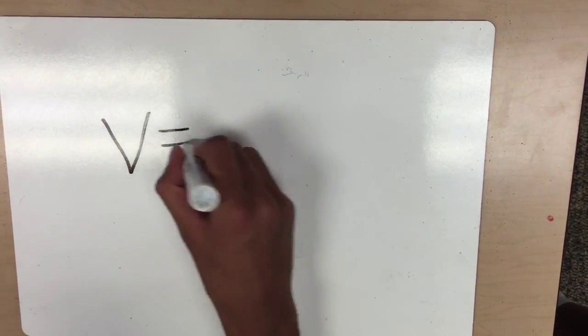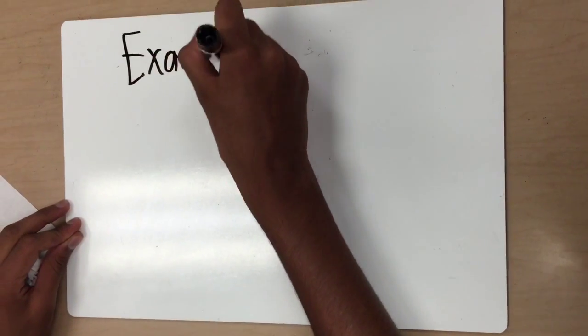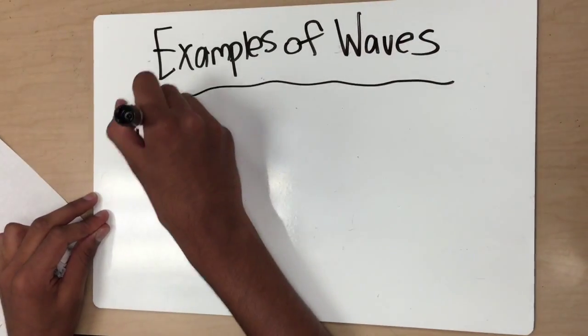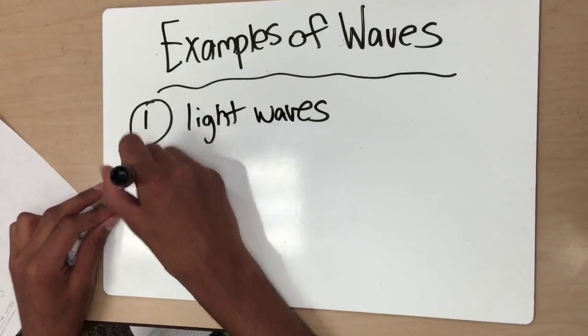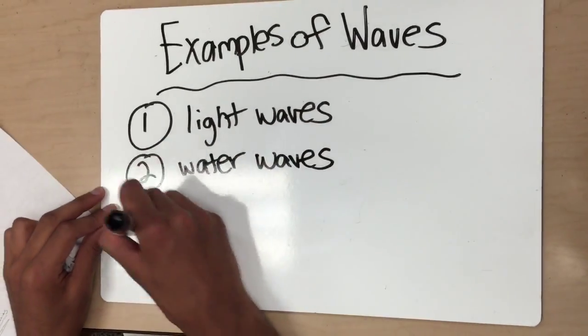Now, let's go into equations. The basic equation is velocity equals the wavelength times the frequency. There are many examples of waves that we will cover, some of which are light waves, water waves, and my personal favorite, hand waving.